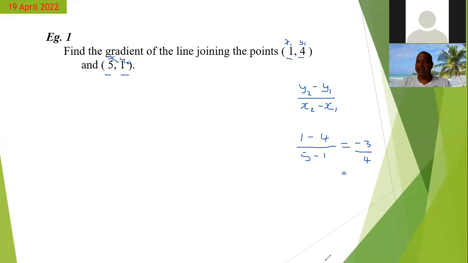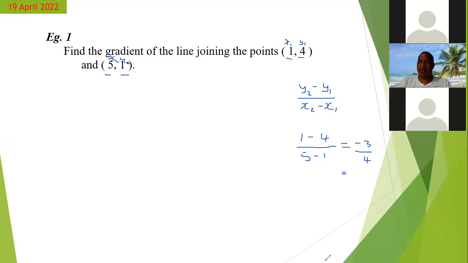So, Miss Green, this is what you got, minus 3 over 4? Yes, sir. So what is the negative sign telling you now, Miss Green? What does it tell you about the gradient? Sir, the slope is going to be downward. From left to right. Don't forget the from left to right. Yes, sir. So I got it. Oh, you got it. All right, good. All right, very good, guys.